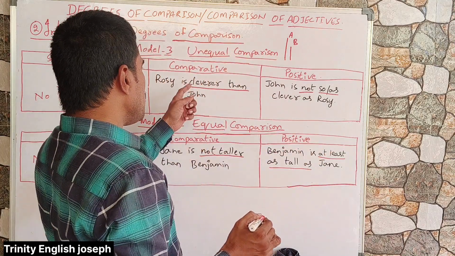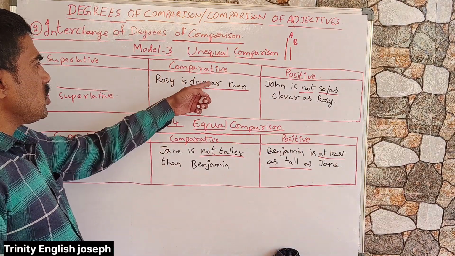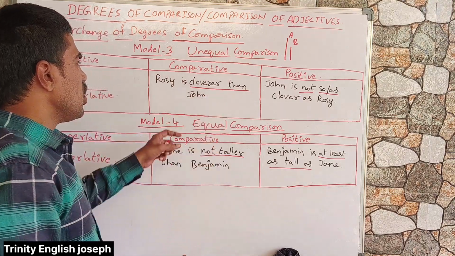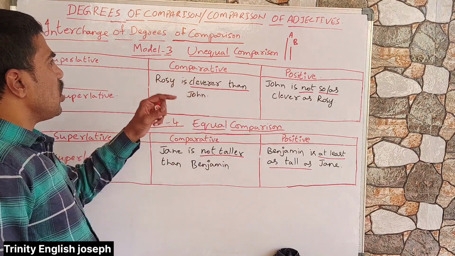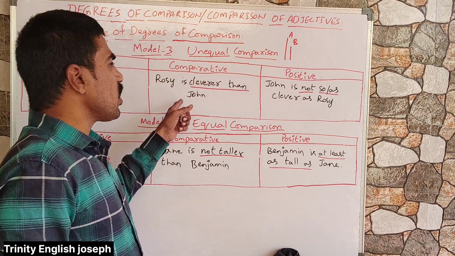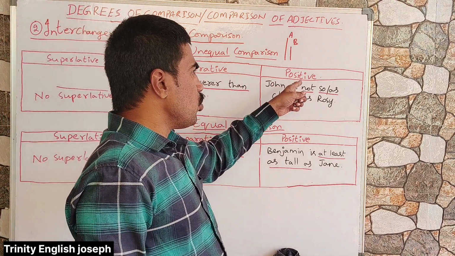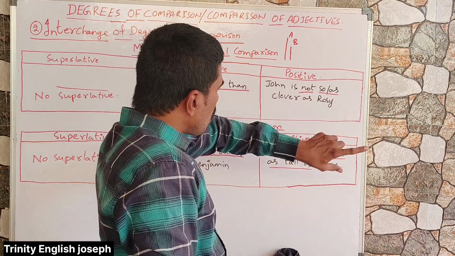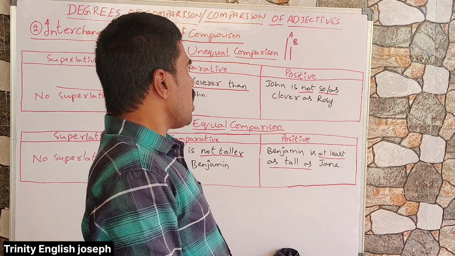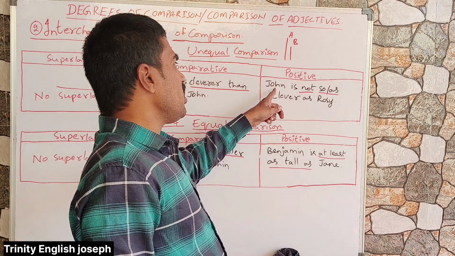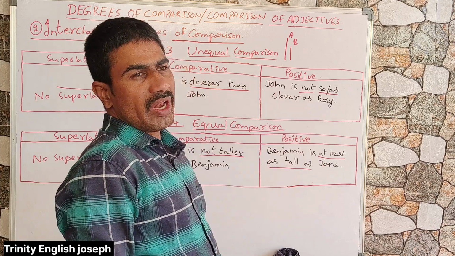If you look here, Rosie is cleverer than John. Rosie is more clever and John is less clever. So there is unequal comparison here. When you come to positive, John is not so clever as Rosie, or John is not as clever as Rosie. That means we say that John is not so much like Rosie.